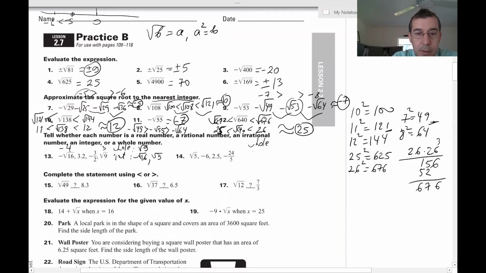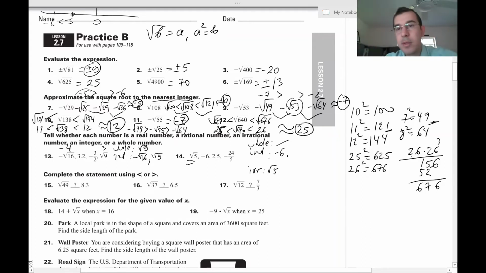Whole numbers, integers. The square root of 5 is going to be an irrational number because it cannot be represented as a quotient of two integers. Then minus 6, 2.5, and this one. Whole numbers: we don't have any, so nothing here. Integers: minus 6, and that's it.